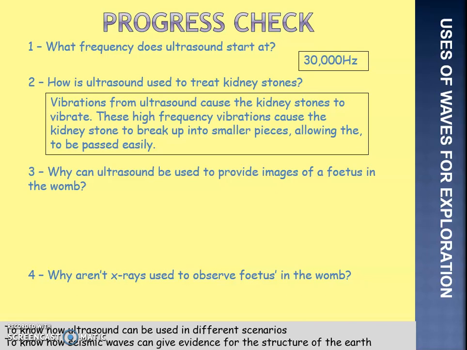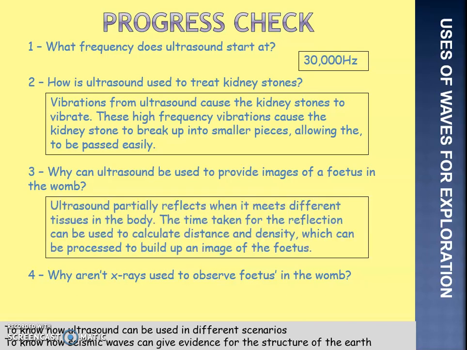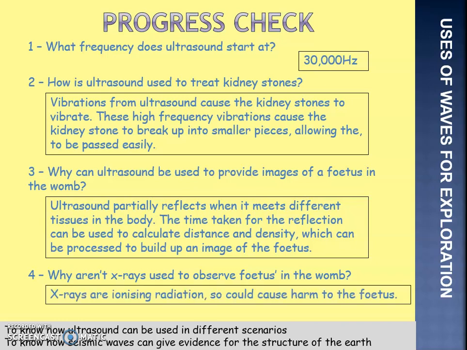Why can ultrasound be used to provide images of a fetus in the womb? Ultrasound partially reflects when it meets different tissues in the body, and the time taken for the reflection can be used to calculate distance and density, which can then be processed to build up an image of the fetus. Why aren't X-rays used to observe fetuses in the womb? Because they're ionizing radiation, and so they could cause harm to the fetus.